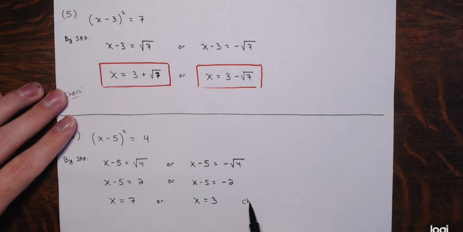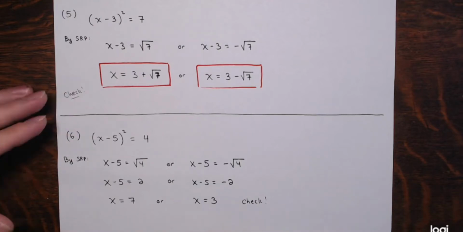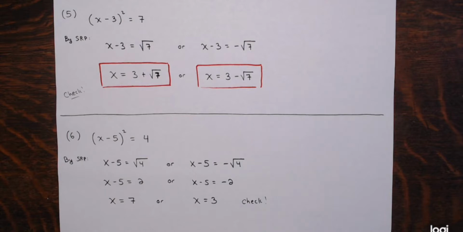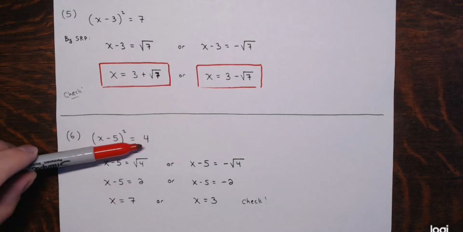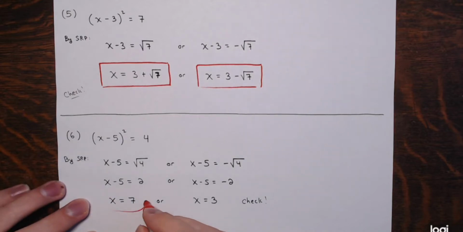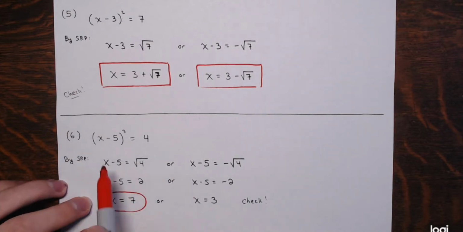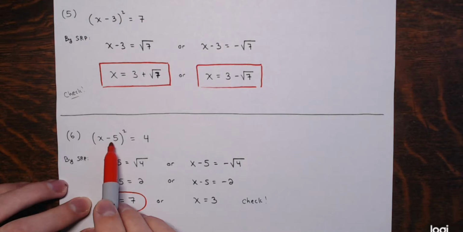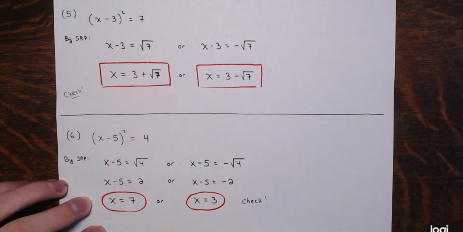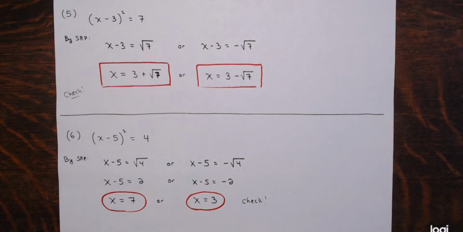And once again, don't forget to check your solutions. Now these should be easy. Plug in 7. 7 minus 5 is 2. 2 squared is 4. This works. Now 3. 3 minus 5 is negative 2. Negative 2 to the second power is also positive 4, so this works as well. All right, so both solutions are good, 7 and 3.